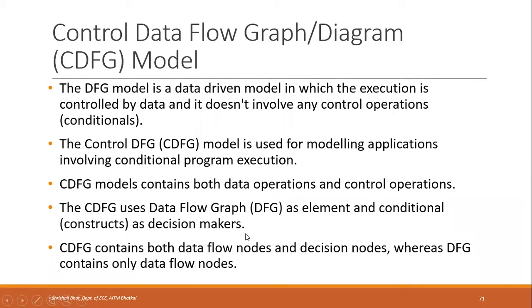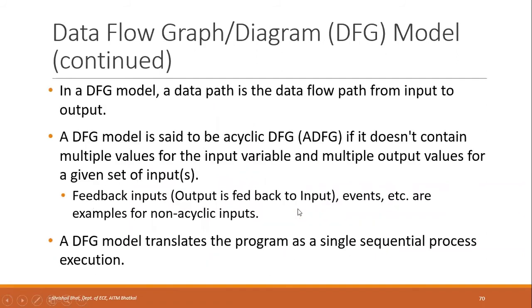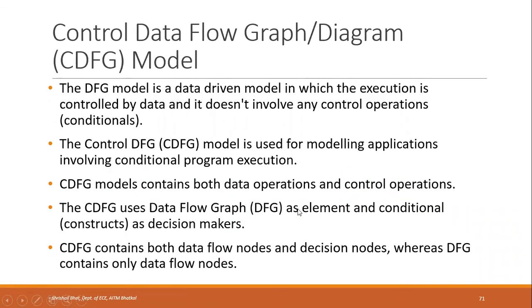So it contains both data flow nodes and decision nodes, whereas a data flow graph contains only the data flow nodes. You can see there are only data flow nodes. There are no control nodes or decision nodes, whereas a control data flow graph has both data flow nodes as well as decision nodes.